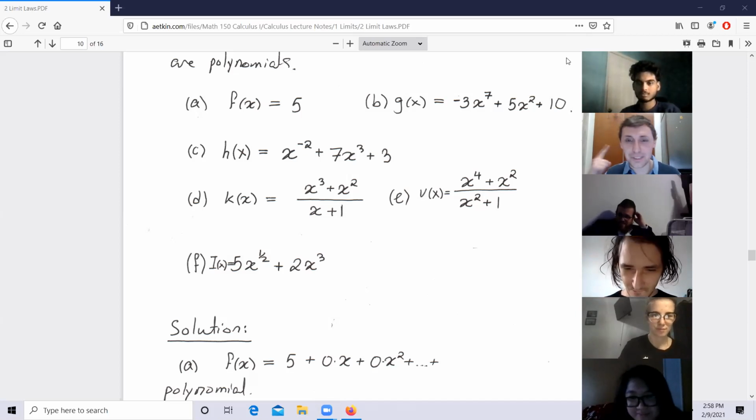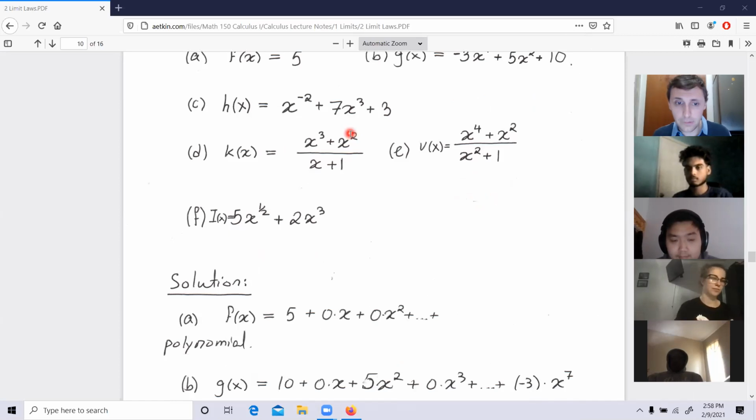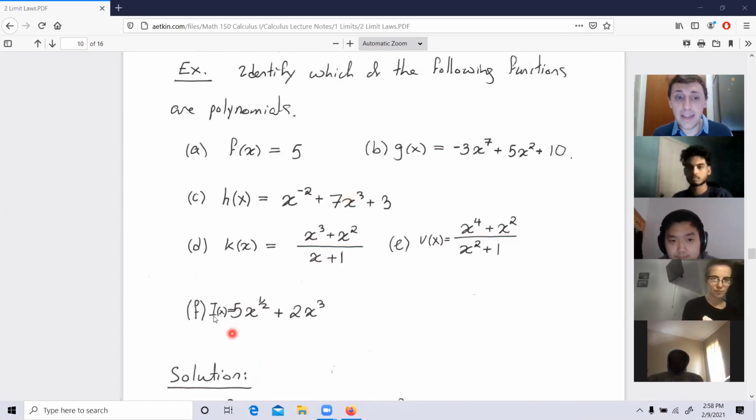Yes, it's not calculus just yet, right? It is some ideas that we need to have a better understanding of math in general. Guys, now let's do F. Is this a polynomial?